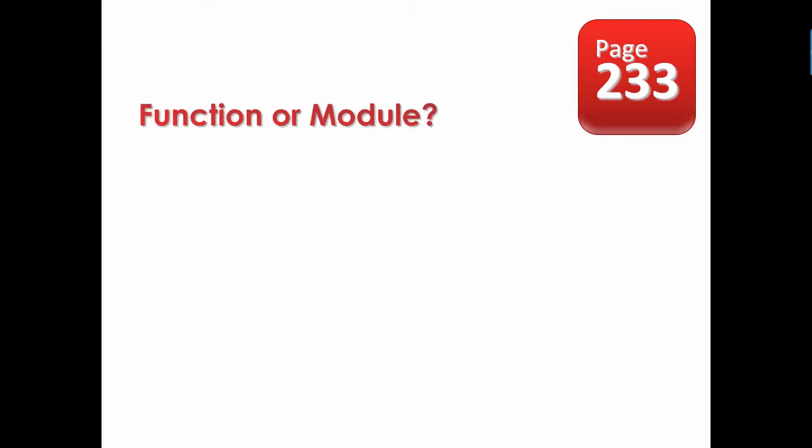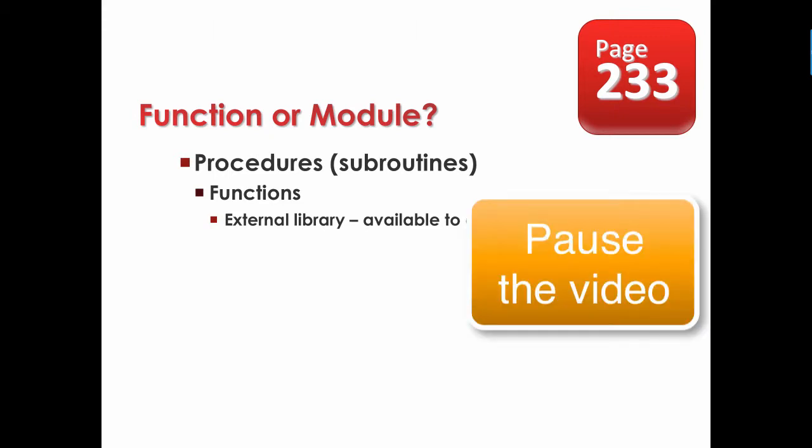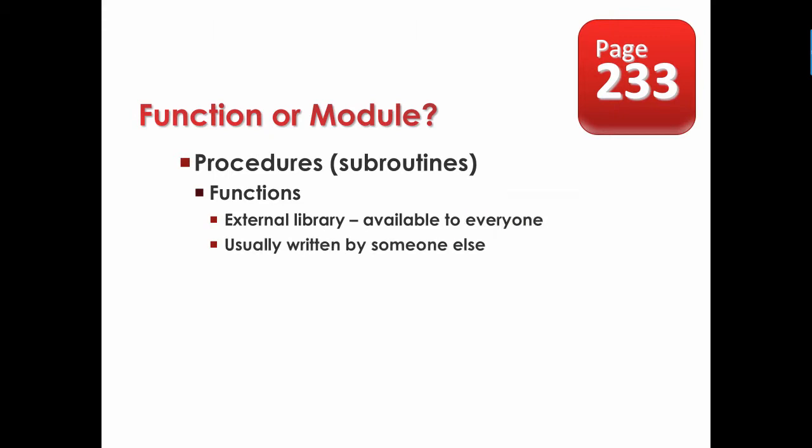So as we start, we want to differentiate between functions and modules. Basically, modules are also called procedures or subroutines, and they break down into two different categories. There's functions. Functions are external library things. They're available to everybody, and usually someone comes up with a great way to take the square root of something. Let's say it's a math function, and they put it in a library called CMath or something like that, and then when you actually need it, you can draw upon their functionality. It's usually written by somebody else, and they're usually on the web, and we'll talk about where they are. They usually return a value.